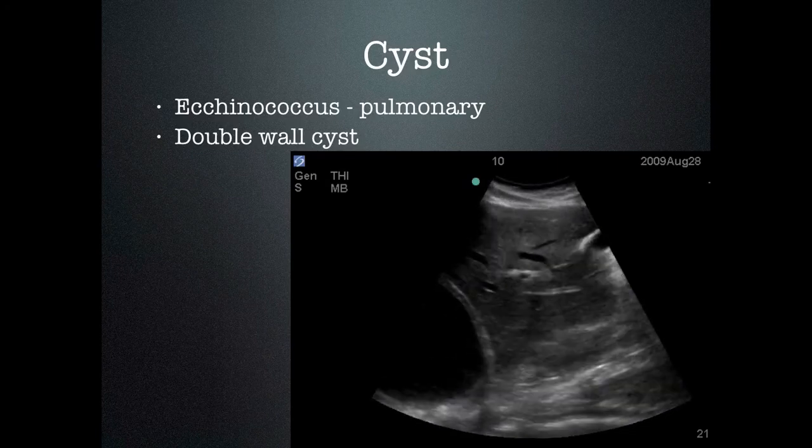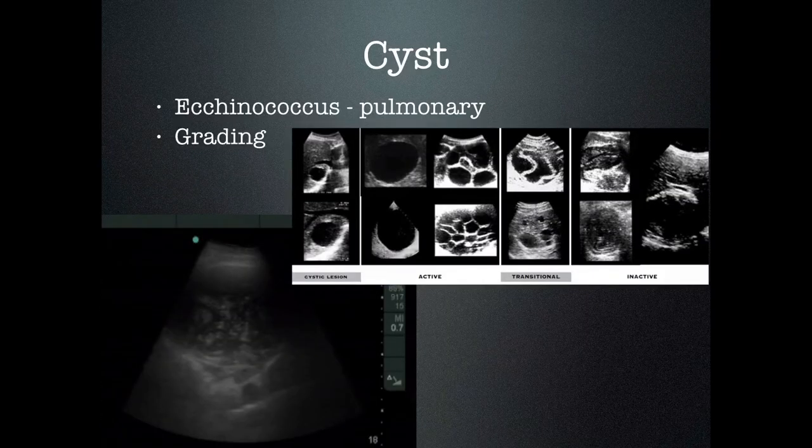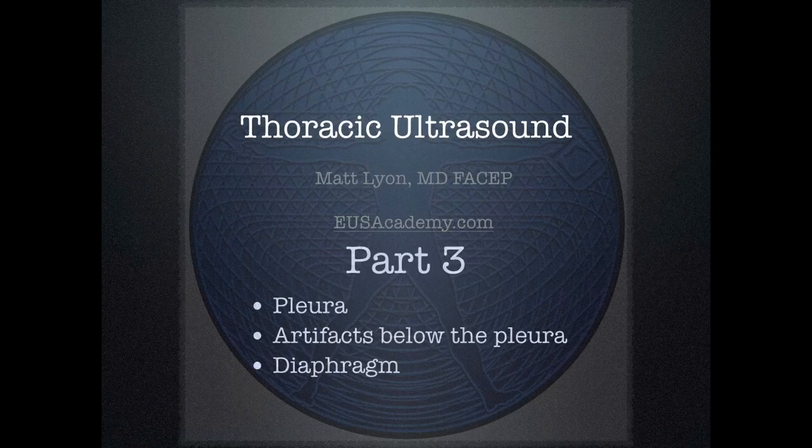Now these cysts, if they're echinococcus, will also follow the same grading scale as those found in the abdomen. So you can either follow the WHO classification for echinococcus or the Gharbi classification. We can look in the lungs and this will follow the same pattern. Here we see a cystic mass in the lung, and we can look and we can grade what this is. And this example is probably either transitional or moving towards inactive. This is the end of part 2.